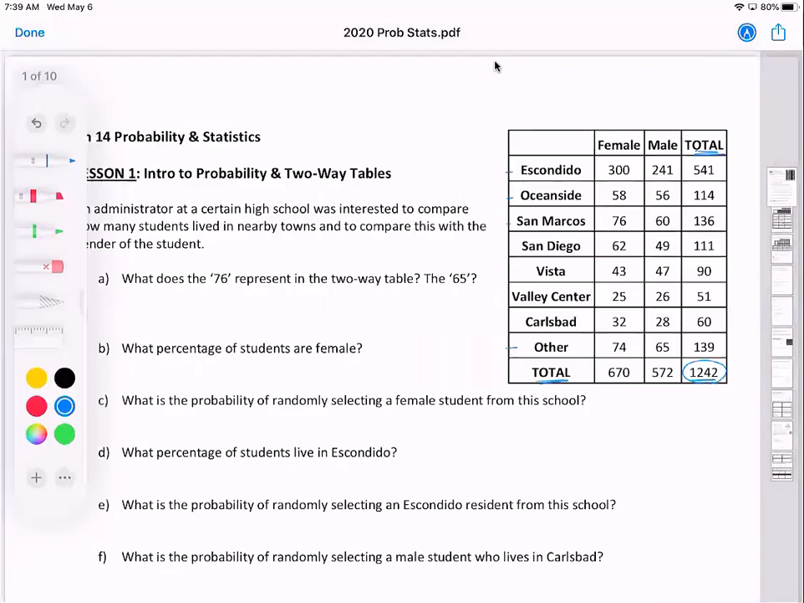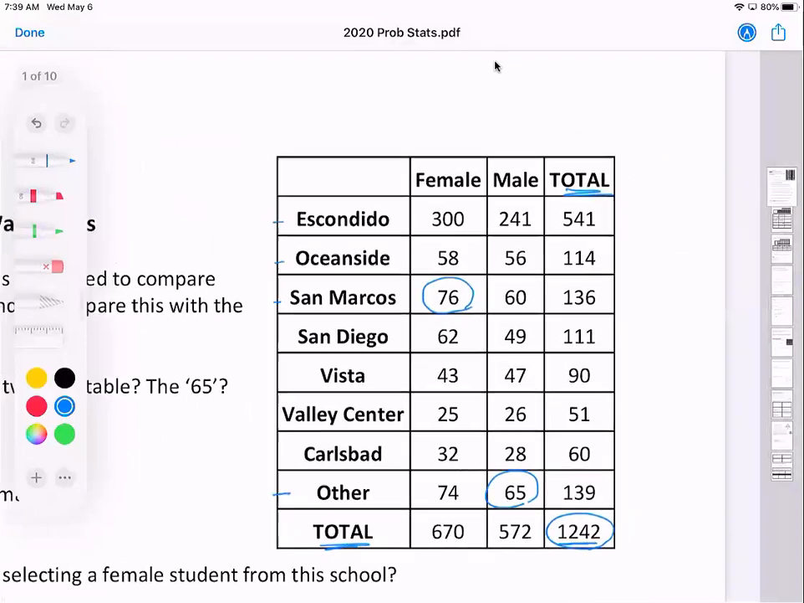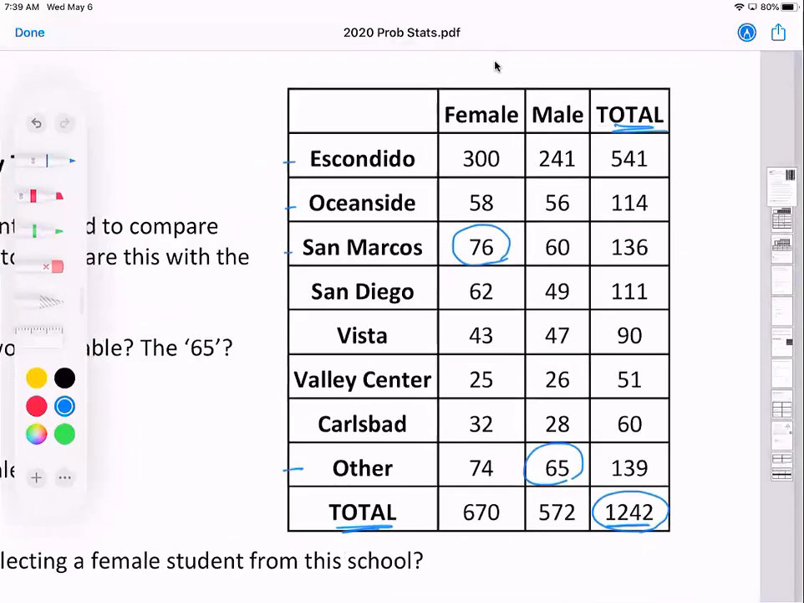So the first question, just to make sure you know how to read and understand what this table is telling you, what does the 76 represent in this two-way table, and what does the 65 represent? So let's interpret those. The reason why it's called a two-way table is because there's two variables. There's this variable up here, the gender of the student. Then there's this variable over here, the town that they're from. So that's two, and it's called the two-way table.